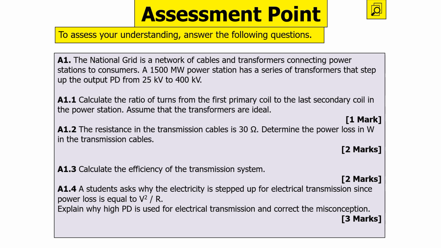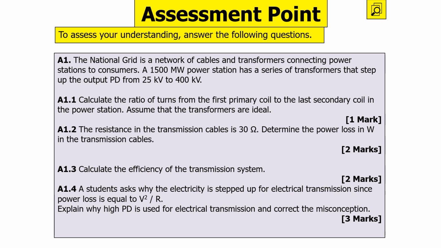The next question says, the national grid is a network of cables and transformers connecting power stations to consumers. A 1,500 megawatt power station has a series of transformers that step up the output PD from 25 kilovolts to 400 kilovolts. Calculate the ratio of turns from the first primary to the last secondary coil in the power station. Assume the transformers are ideal, that means it doesn't lose any energy to the surroundings.